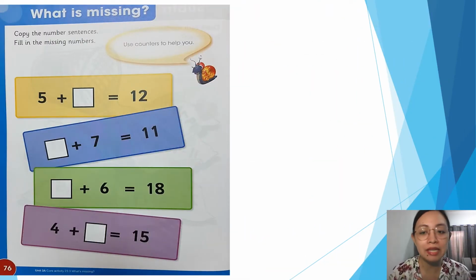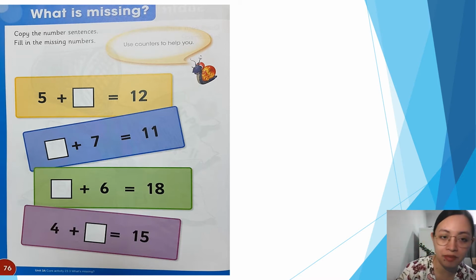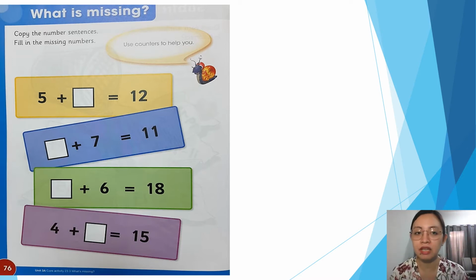So let's go to the next page of your learner's book on page 76. Try to observe that there are some missing numbers. Okay, so look at this one. There are some squares with missing numbers. So we have to fill in the missing numbers. Copy the number sentence, fill in the missing numbers.